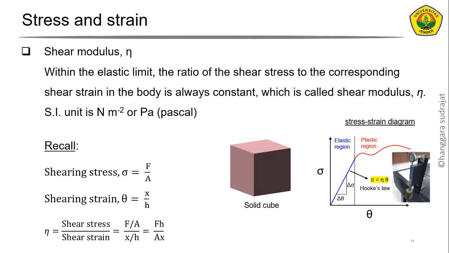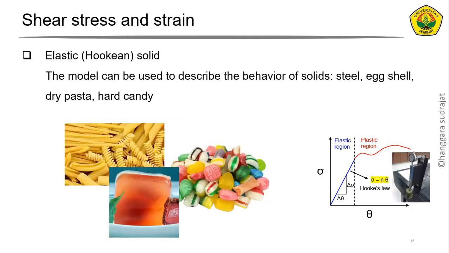You can note that the term modulus is a measure of the amount of force per unit area. In other words, the stress that is required to achieve a given amount of deformation. So the elastic solid is also called a Hookean solid because it follows Hooke's law. We use this model to describe the behavior of various types of solid.